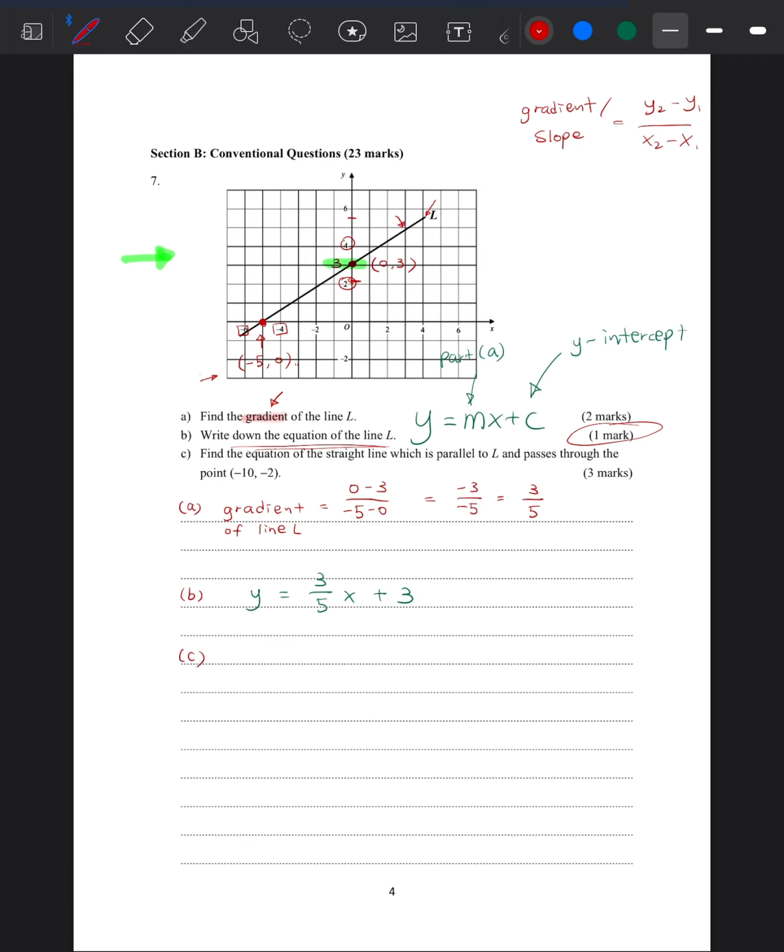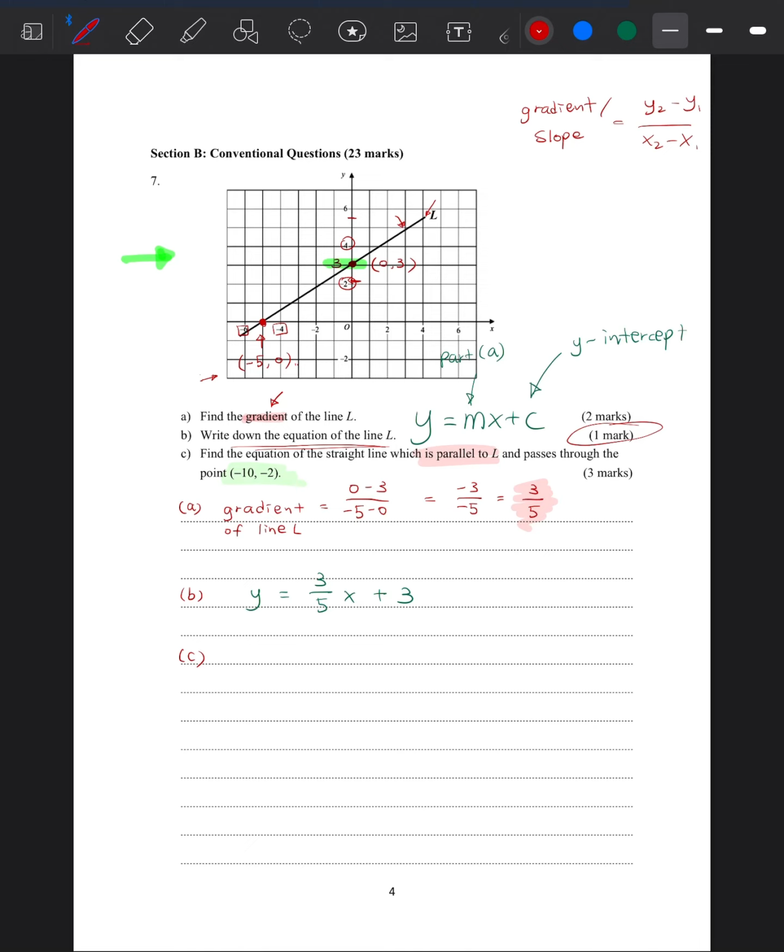So part C, find the equations of the straight line that is parallel to L. So let's use another color. Parallel to L. When you know it's parallel, it means what? It means your gradient is the same. So gradient is the same, so therefore this is your gradient. And there's another information, it passed through this point here. So now, first of all, you have to find a new y-intercept for this equation. So which means you have to find a new c.